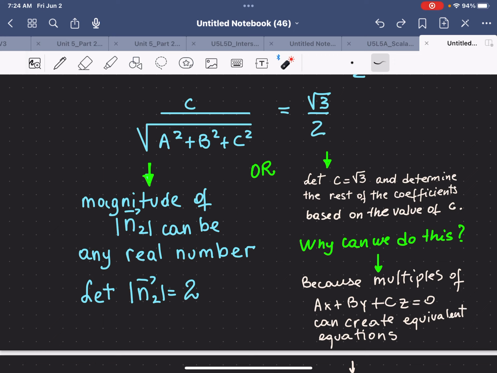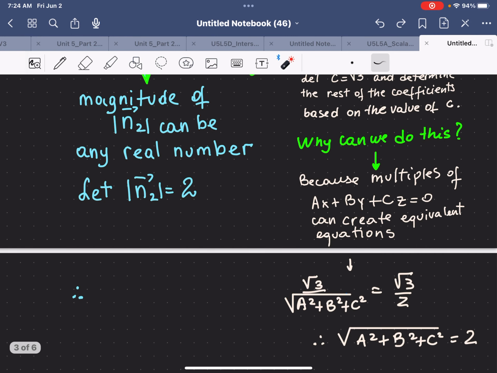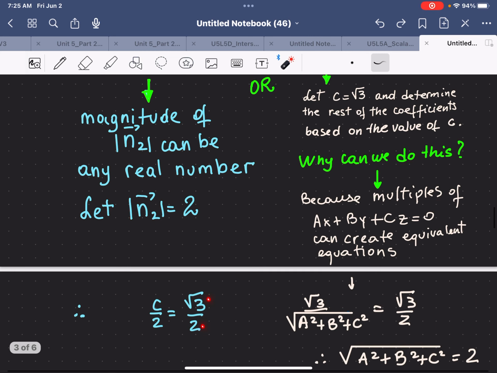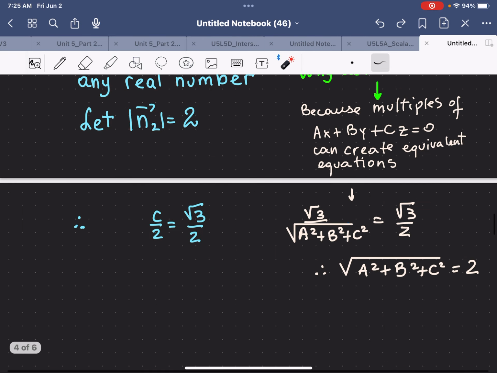So we can either go the route of letting c equal root 3 and determine the square root of a squared plus b squared plus c squared, or let the magnitude of the normal equal 2 and then determine c. So if we go down this path, then we're going to say that c divided by the magnitude of the normal, which we made equal to 2, would be equal to root 3 divided by 2. And c would be equal to root of 3.